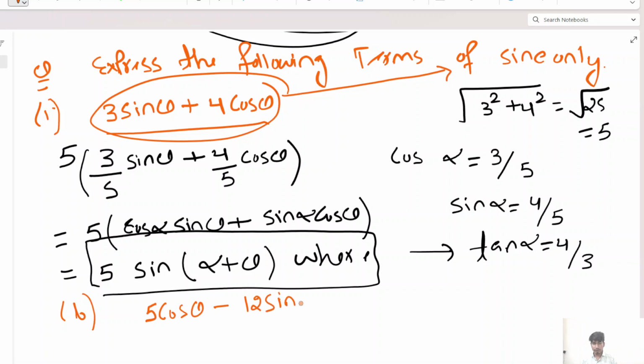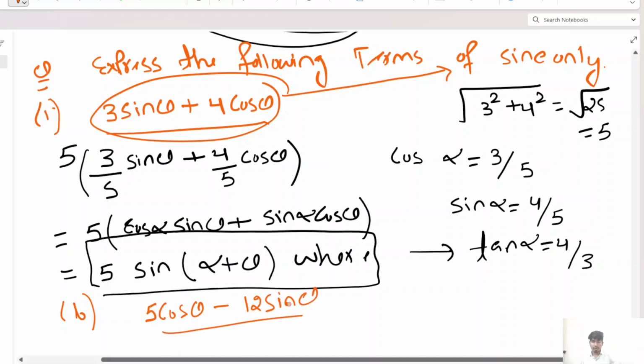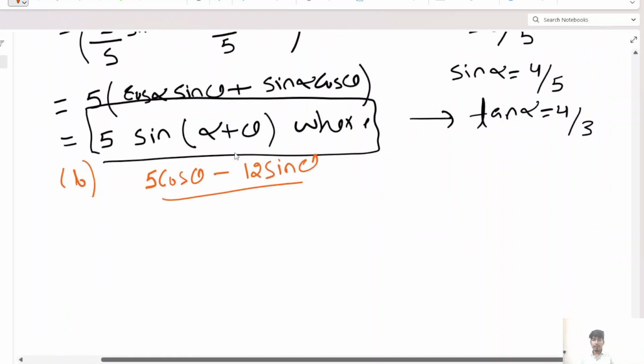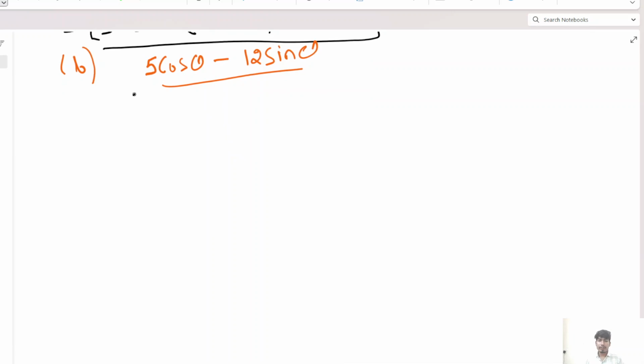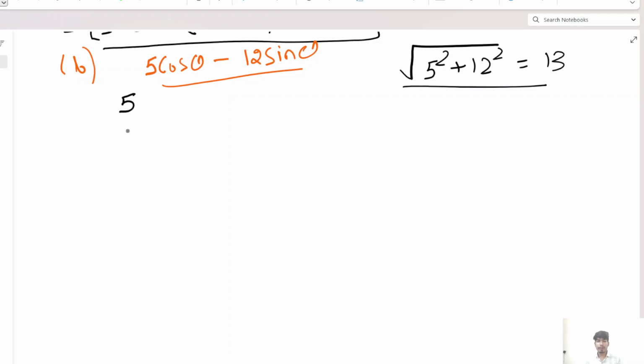We have to change this into only a sine function. Okay, one minute, this is our question. Then divide and multiply by 13. Why 13? Because 5 square plus 12 square is 13. Okay, so divide by 13.